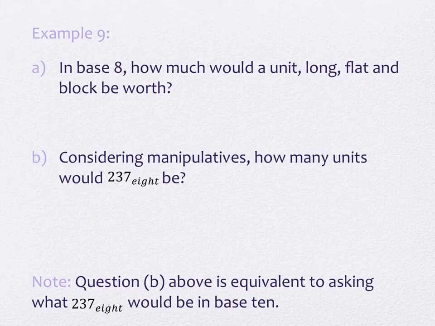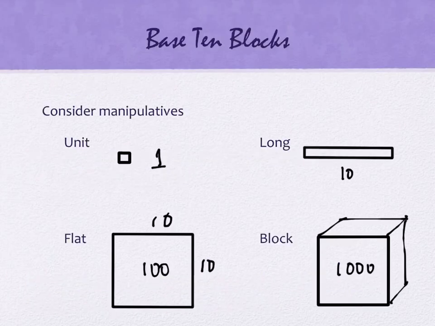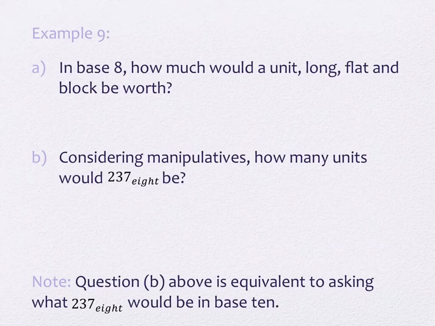Now, in my office, I also have base 3 blocks. I'll bring those too. And they do the same thing. They just don't have them as length 10 everywhere. It's length 3. So if you imagine, and we did this with base 8, right? So over here, a unit's still 1. That doesn't change anything. But what changes is that when I string the units together to make a long, I only string them 8 long. So when this says in base 8, how much would a unit, long, flat, and block be worth? Well, unit's always worth 1. And then if a long is worth 8, because it's 8 long, what do you suppose a flat would be worth?